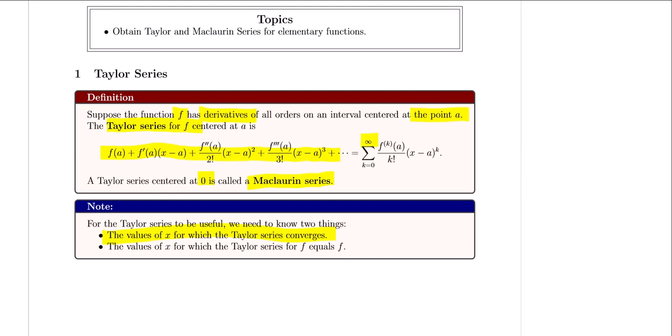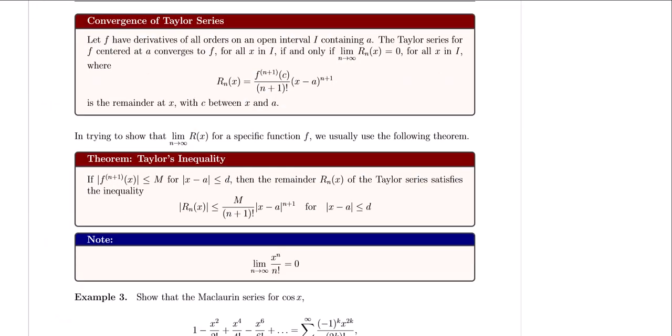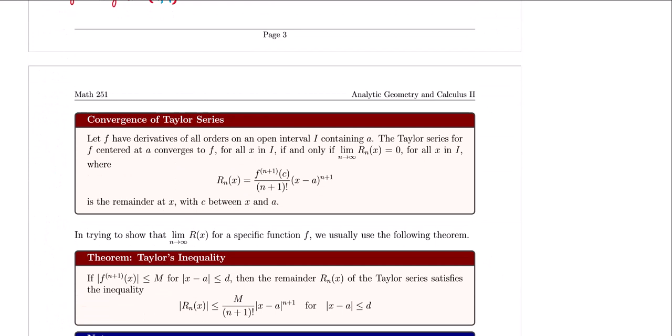But then we also mentioned here that in order for the Taylor series to be useful, you needed to know the values for x on which the Taylor series for f was equal to f. And that's what we're going to be taking a look at right now. And in order to know that, we need to know about the convergence for a Taylor series. So this is what we have.